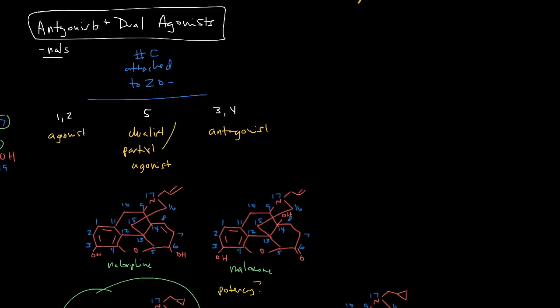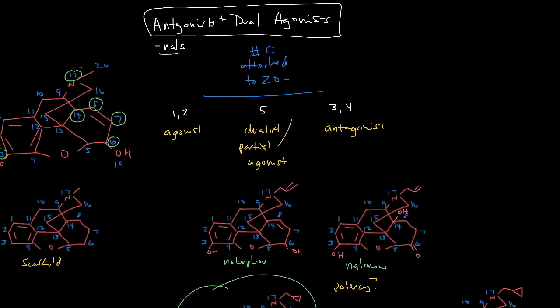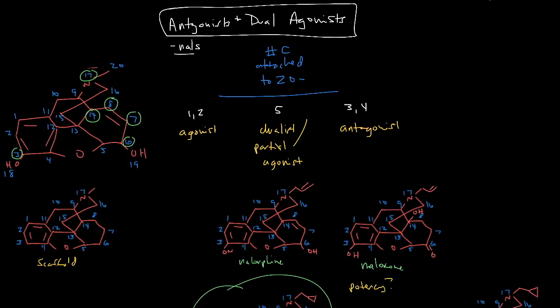Here's a little chart I made for you to describe if something's an agonist, dual agonist, partial agonist, or an antagonist. At the 20 position, if you only have 1 or 2 carbons, it's an agonist. If you have 5 carbons at the 20 position, you're a dual agonist or a partial agonist. If you have 3 or 4 carbons at the 20 position, you're an antagonist.